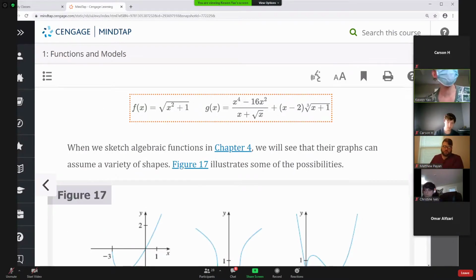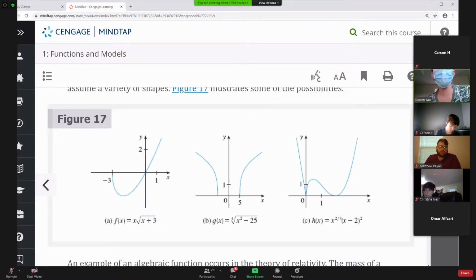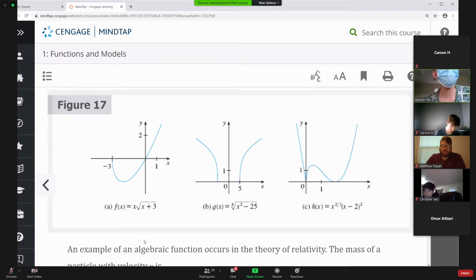These are certain examples, the pictures. See, this is the picture for x times the square root of x plus 3. The domain is what? You look at the function, you can find the domain. How to find the domain for this function? Let's try to find it.